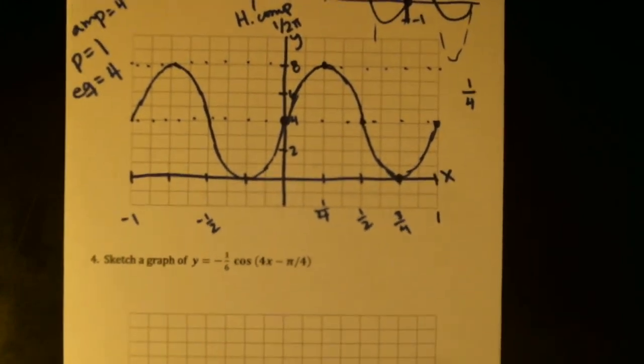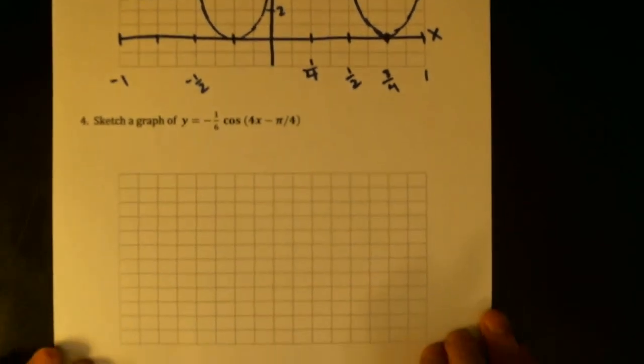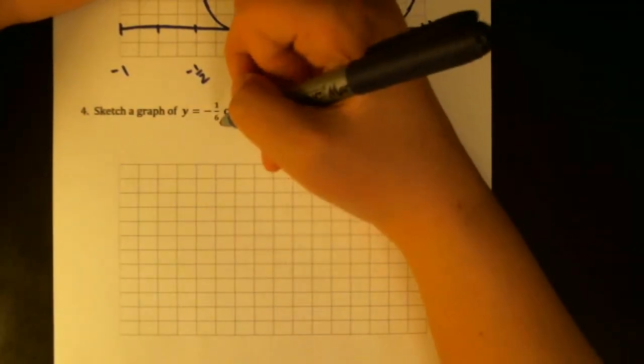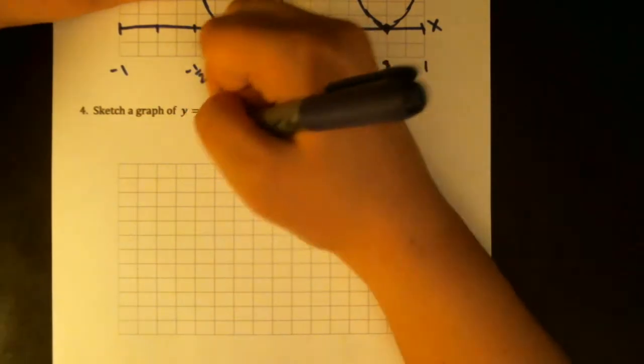And then let's do a messy cosine as well. So cosine, we have -1/6. So we have a flip.